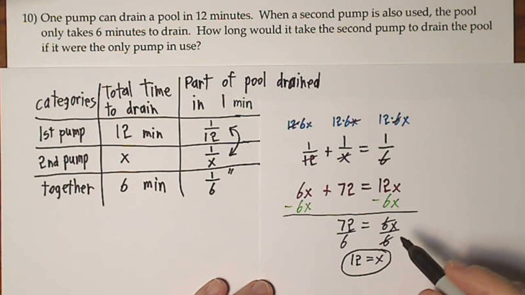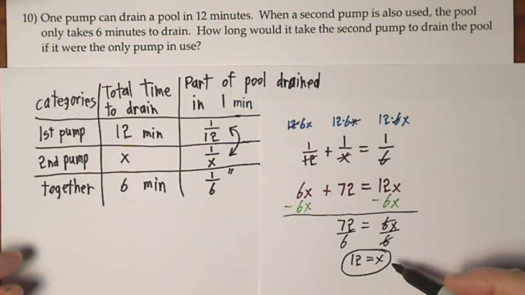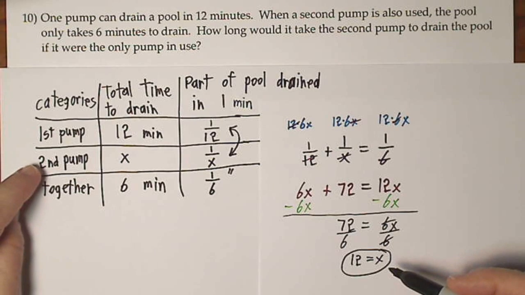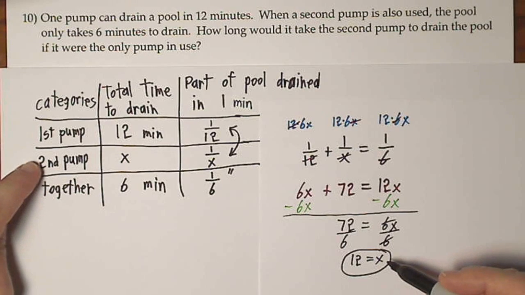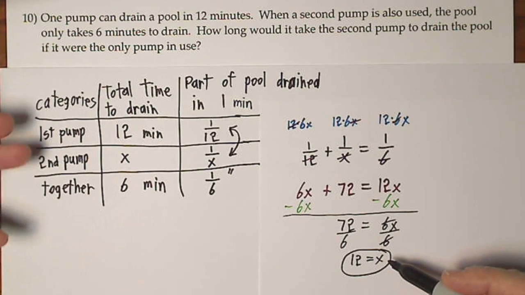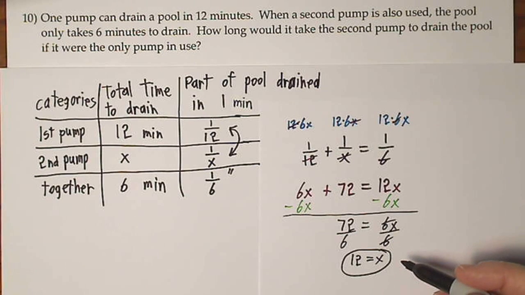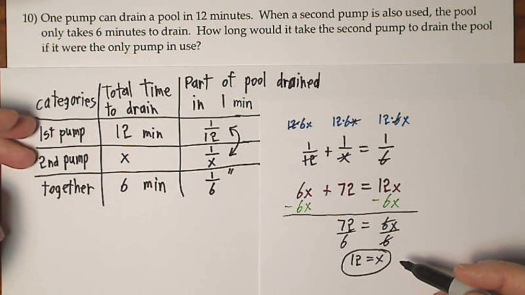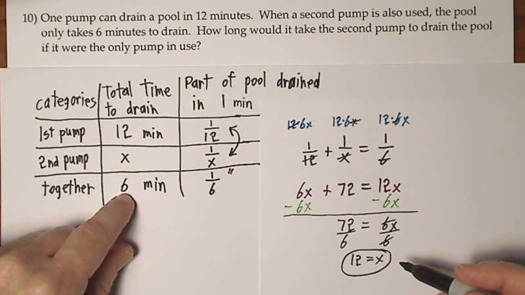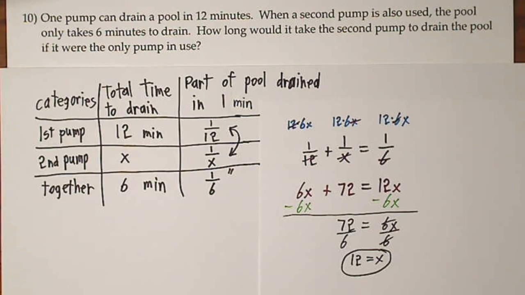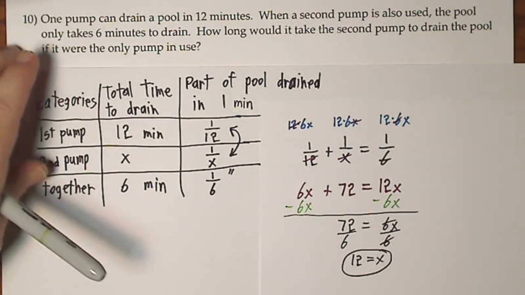It might not be a real satisfying answer, but the second pump, if it works all by itself, is going to take 12 minutes. You have essentially two identical pumps. And in light of that, it does make sense that if they work together, it cuts the time in half. Okay, that takes care of our second one.